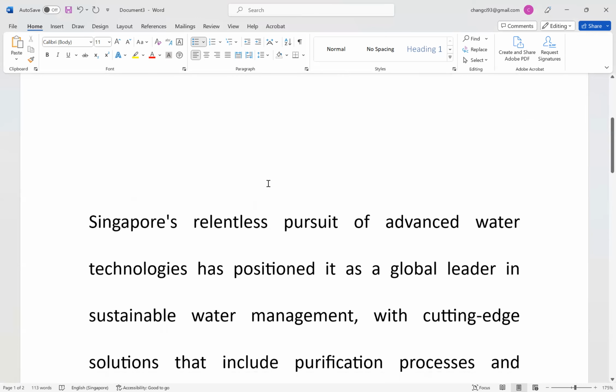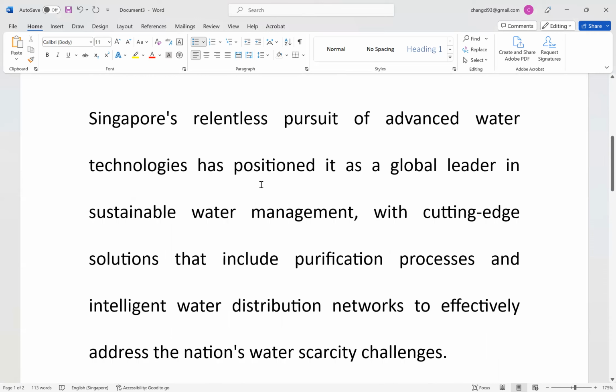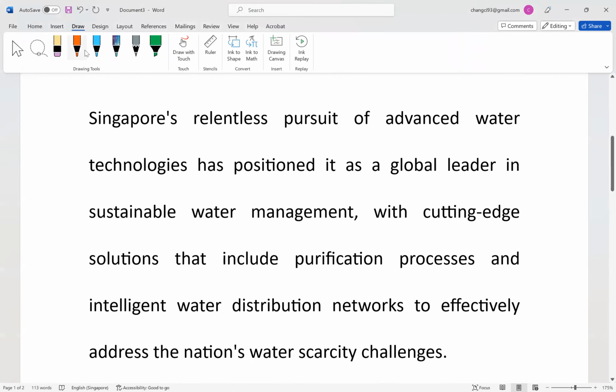Okay. So to demonstrate an example here, right? Take note of the context and the syntax. In this case, we can see that the sentence is talking about Singapore's water technologies, and the syntax in itself is really quite a complex sentence structure. We have quite a few ideas here, right? So what we want to do is break down this particular complex sentence structure.